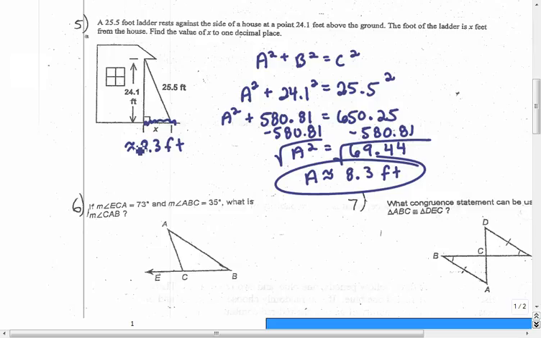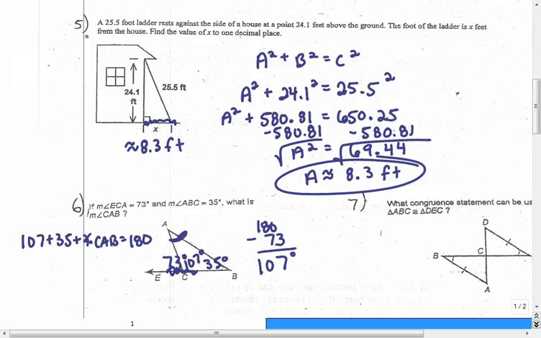All right, in number 6, the measure of ECA is 73 degrees. And the measure of angle ABC is 35 degrees. And I'm trying to find CAB. So I want to find this angle right here. Okay, I know that these 2 angles form a straight line. So 180 minus 73 degrees is 107 degrees. So that means this angle right here is 107. Okay, so I have a triangle right here. So I know that 107 degrees plus 35 degrees plus the measure of angle CAB is equal to 180 degrees. So 107 plus 35 is 142.